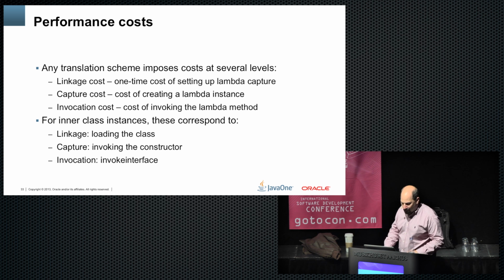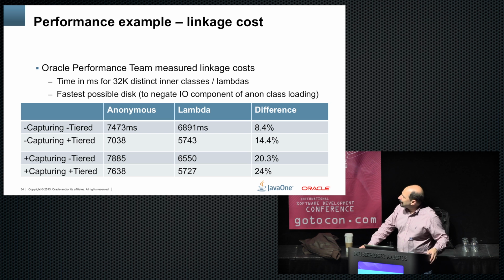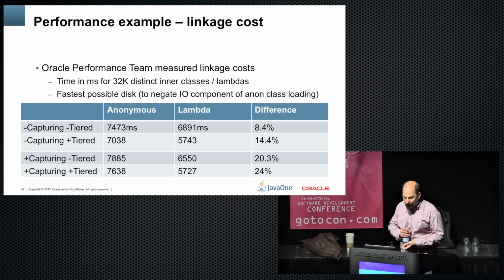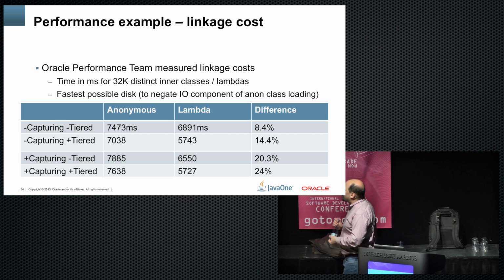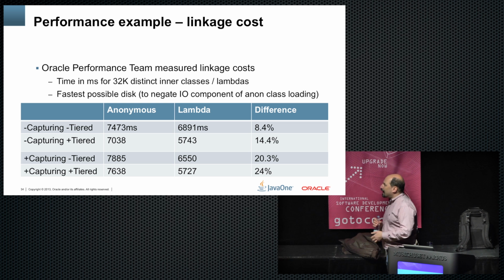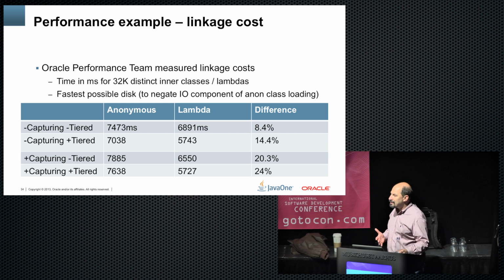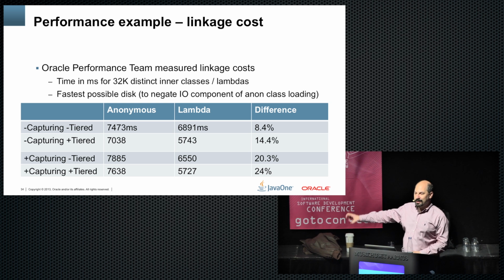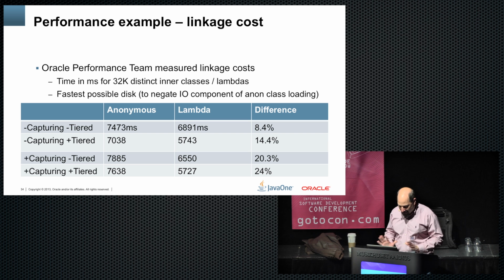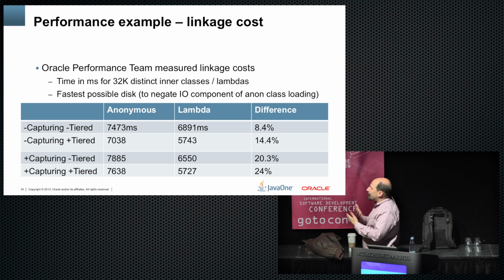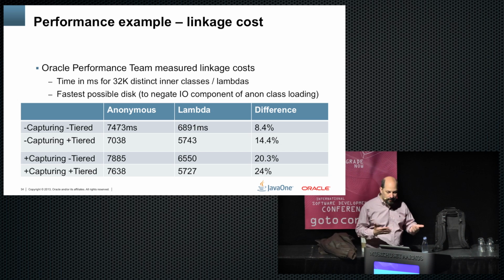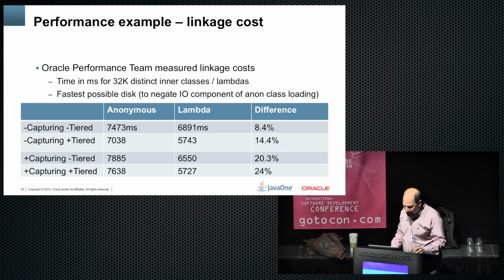So we got some measurements from our performance team. Here, this is showing us linkage cost. So this measures total time in milliseconds for capturing 32,000 distinct inner classes or Lambdas. We've also, to avoid biasing the results, loaded all the inner classes onto a RAM disk to take away the cost of actually going to the disk and pulling those bytes in, to make it a fairer comparison. And there's sort of four experiments here. One is for capturing, one is for non-capturing, and the other axis is whether we're using tiered compilation or non-tiered compilation, which turns out to have a big difference on the performance.